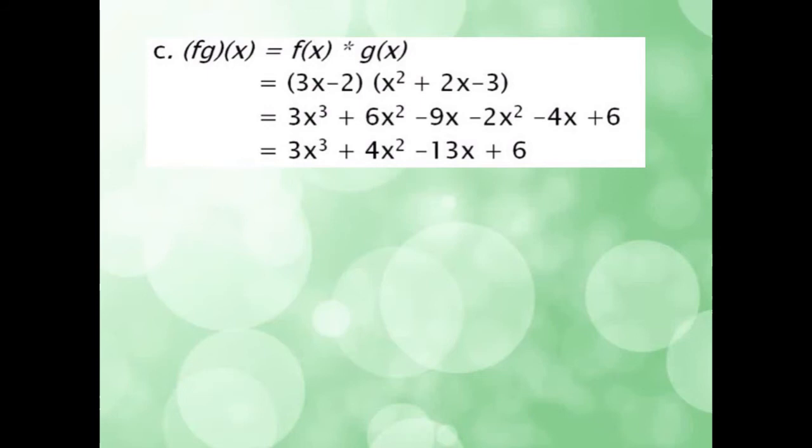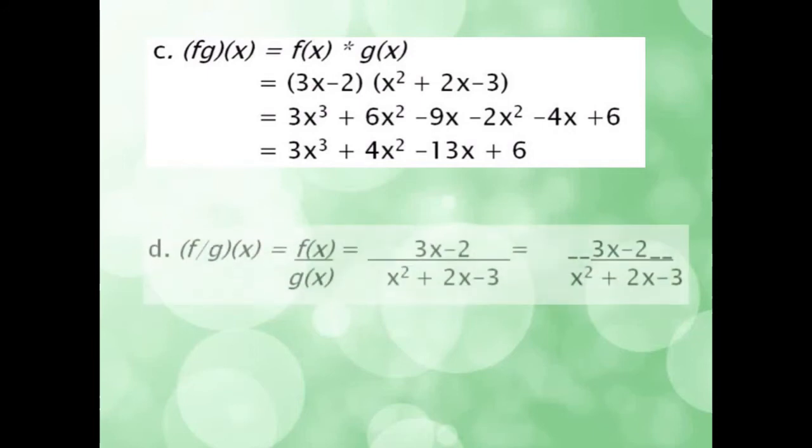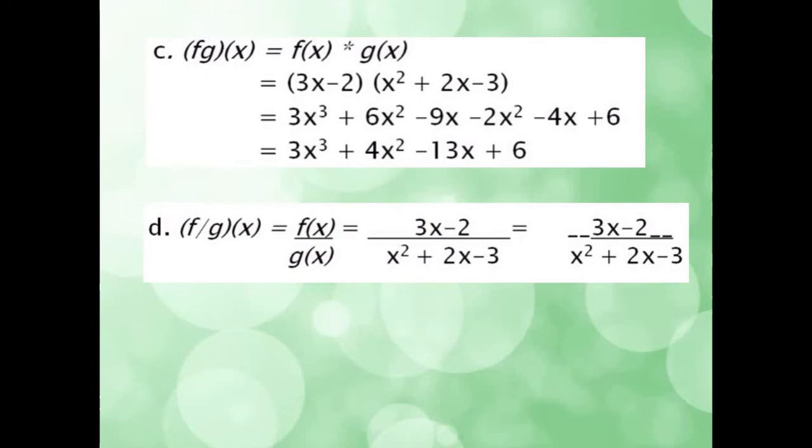Next is letter D. (f over g)(x). That is f(x) over g(x). So f(x) is 3x minus 2 over the g(x), which is x squared plus 2x minus 3. We can't simplify this one because they don't have any common factors. So the answer is (3x minus 2) over (x squared plus 2x minus 3).